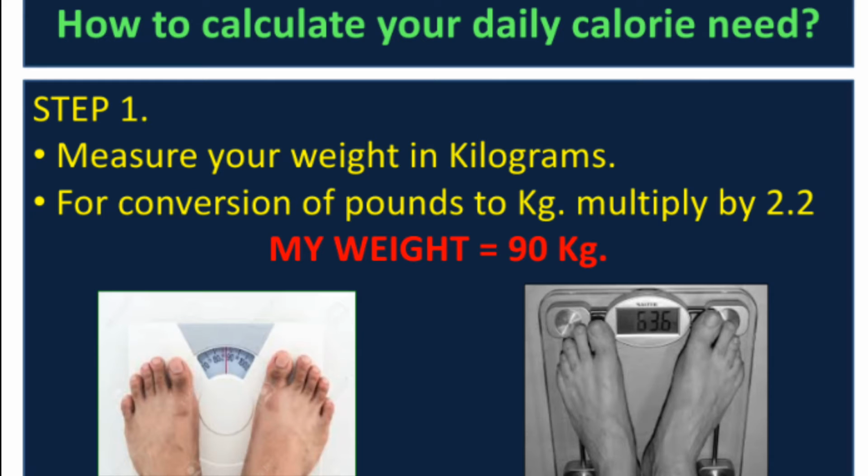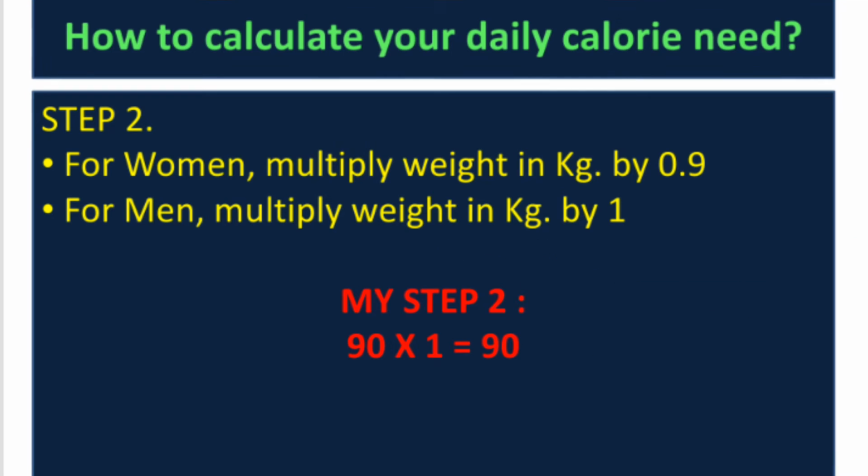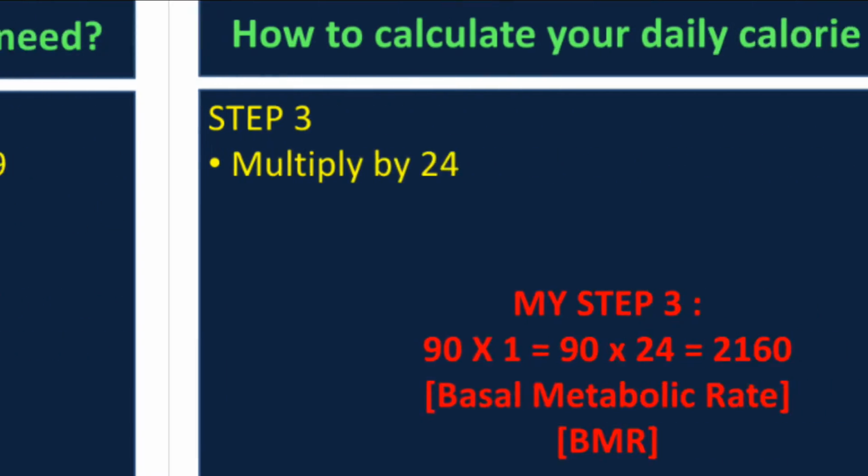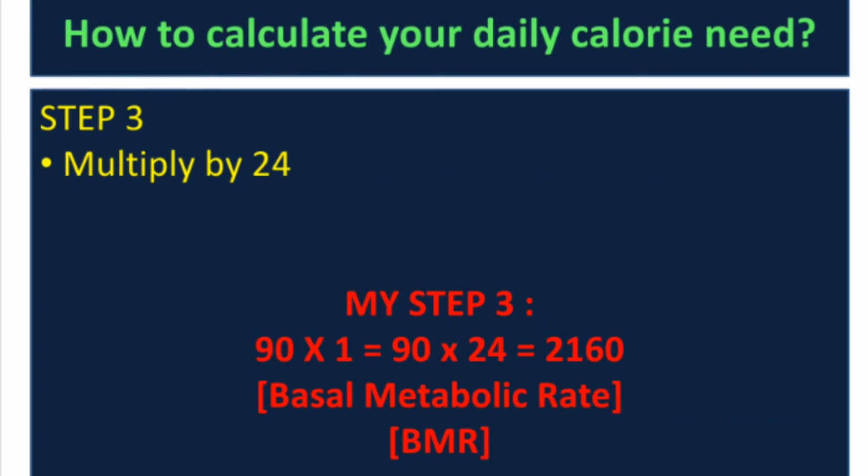First step is to take your weight in kilograms. My weight is 90 kg. Step 2 is to multiply by 0.9 if you are a female and by 1 if you are a male. Step 3 is to multiply the number after step 2 by 24. The figure I got after this step is 2160. This is my basal metabolic rate or BMR. BMR is the energy required by my body if I simply keep lying whole day.